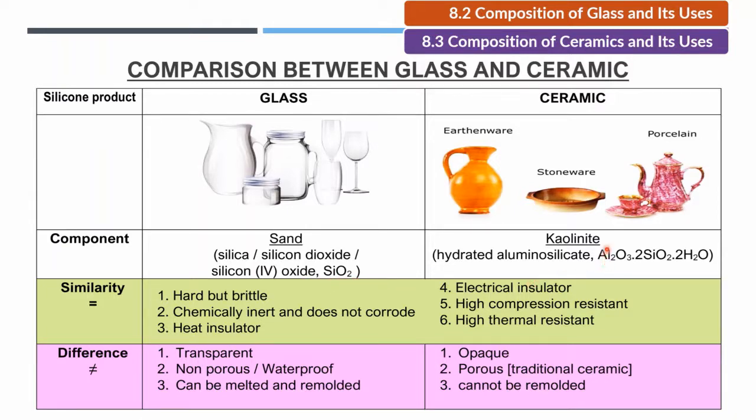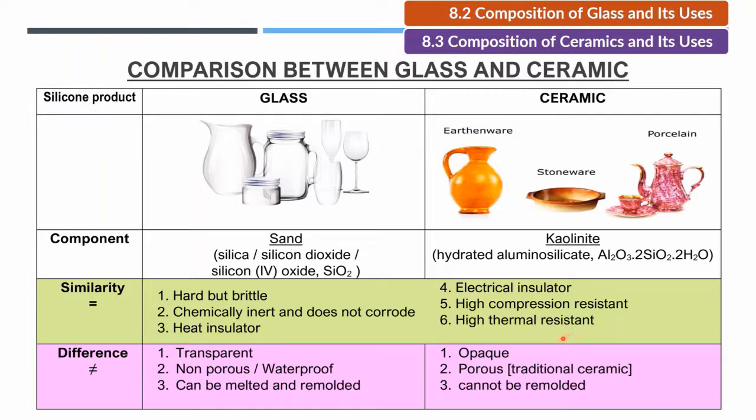Ceramic component is kaolinite, or known as hydrated aluminosilicate, with the formula Al2O3.2SiO2.2H2O. Okay, let's look at the similarities for glass and ceramic. Number 1, they both are hard and brittle. Number 2, they are chemically inert and do not corrode. 3, they are heat insulators. 4, they are electrical insulators. 5, they have high compression resistance. 6, they have high thermal resistance.